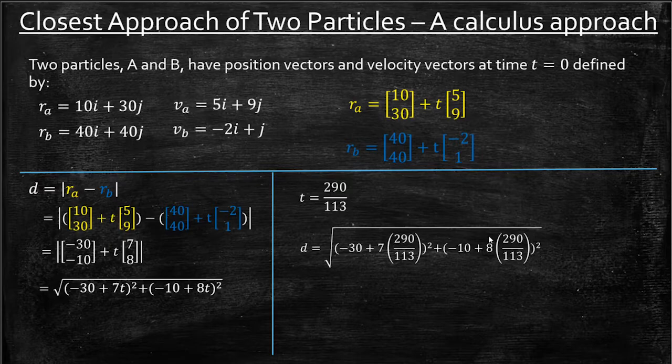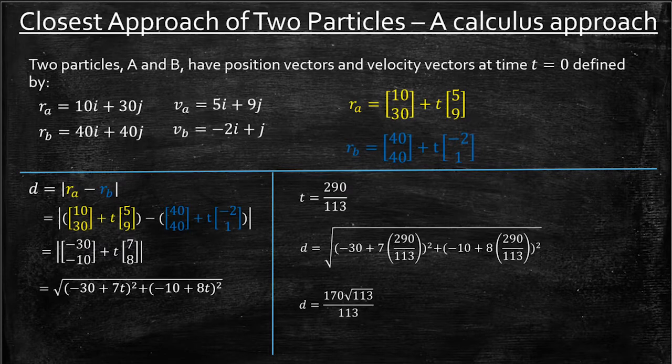I'm going to assume that you're going to be using your calculators to help you solve some of these. And we end up with 170 root 113 divided by 113. So that's going to be the minimum distance, and that occurs at time 290 over 113.